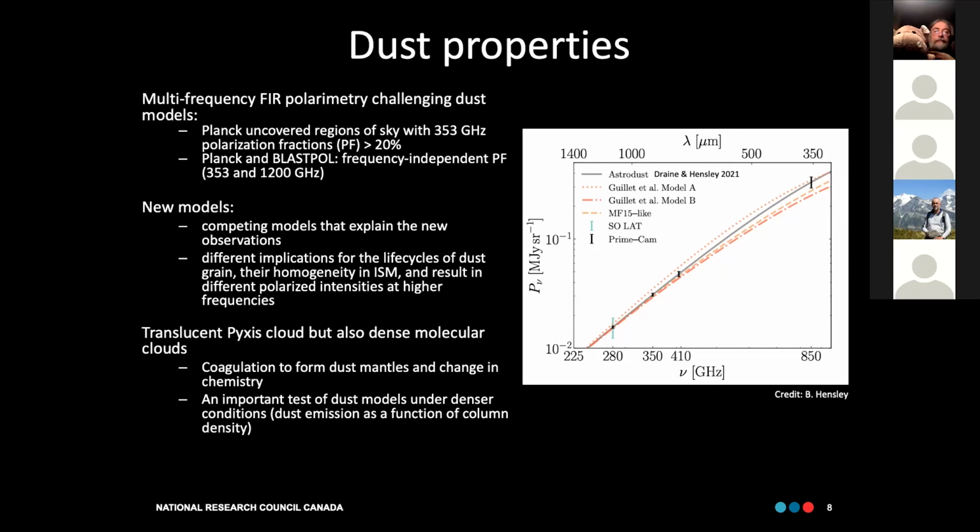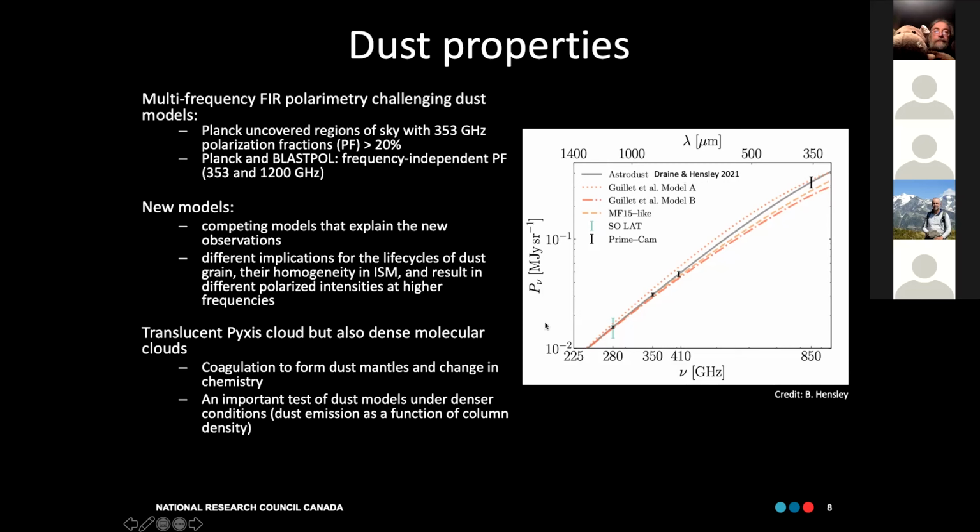So new models aim to address these challenges. These models include the models by Guillet et al. and Draine and Hensley 2021, which we refer to as AstroDust. These are two component models versus one component dust models, and they have different implications for life cycles of dust grains and result in different polarized intensity at higher frequencies.